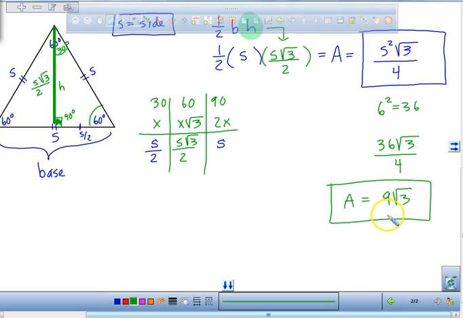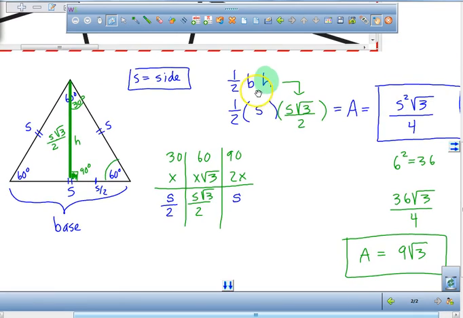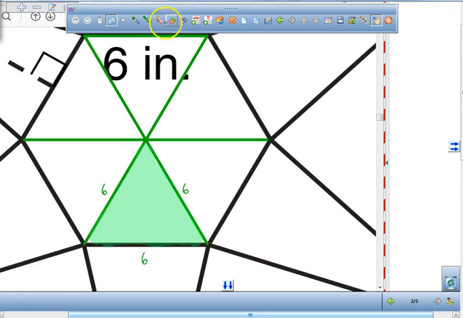Very good. Now, if this shortcut doesn't make sense, let me show you that we get the exact same answer if we just do it the long way. Okay? So watch this. We're going to do it the long way real quick. We'll just keep going. Right here, what's that length called? That's the height of one of the triangles, right?